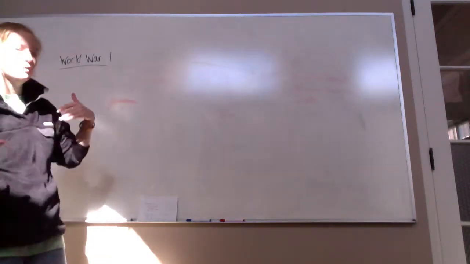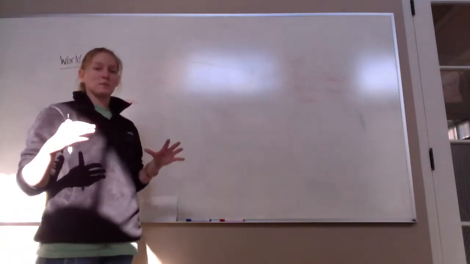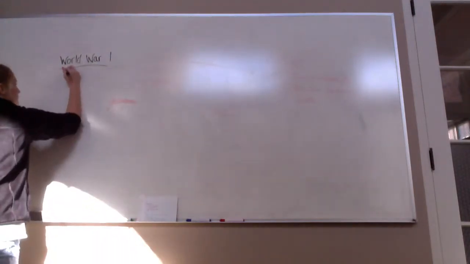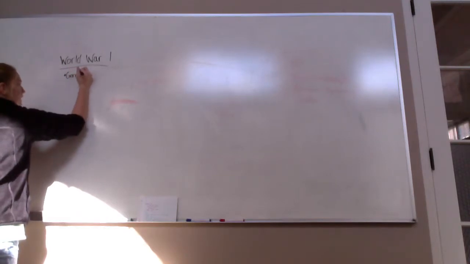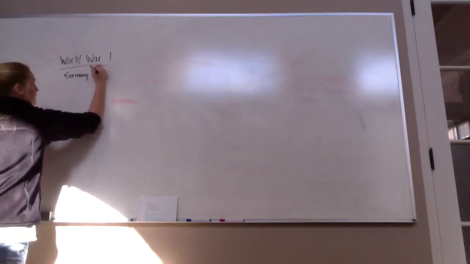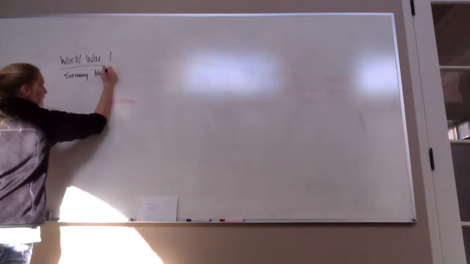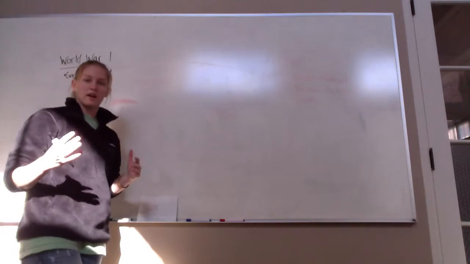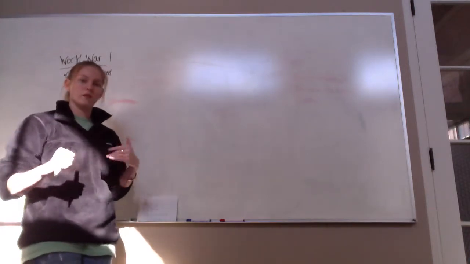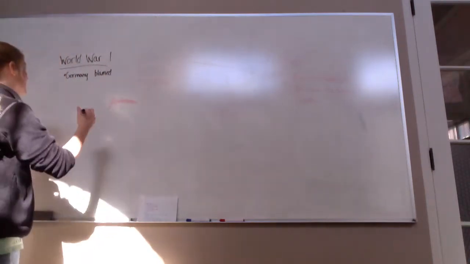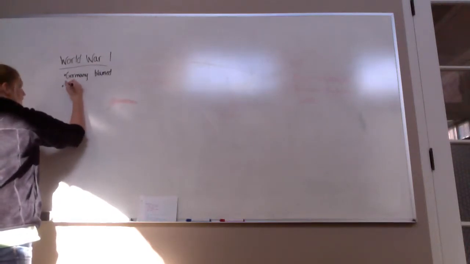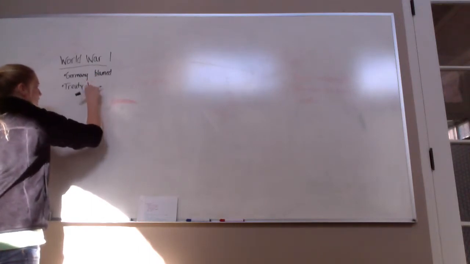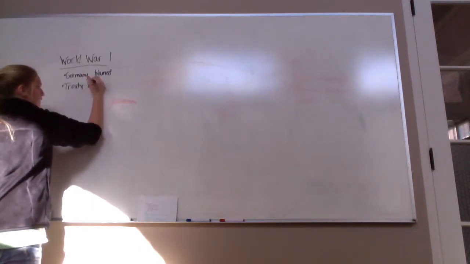So we've talked about how in World War I, the end result is Germany is blamed. So that's our first point. Germany blamed. The treaty that this is written on, the War Guilt Clause, is called the Treaty of Versailles. Make sure you know that for your exam tomorrow.